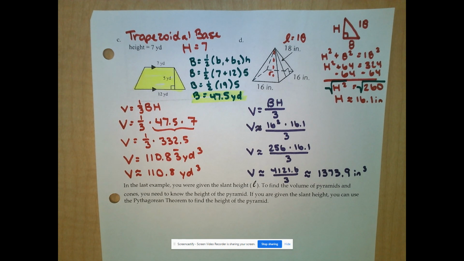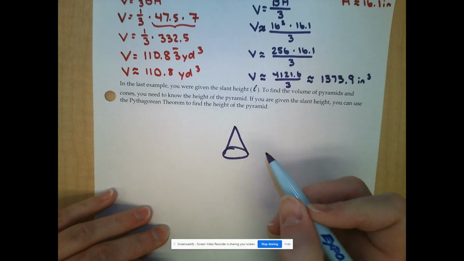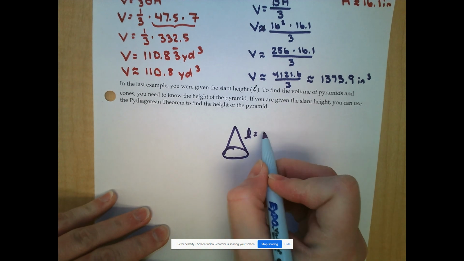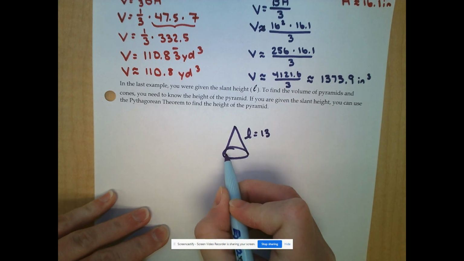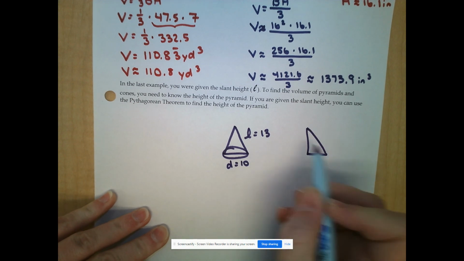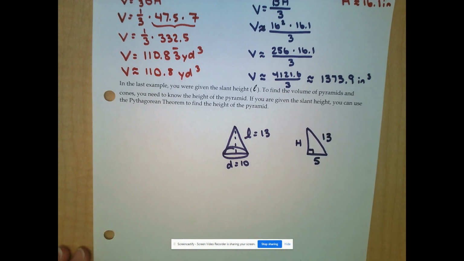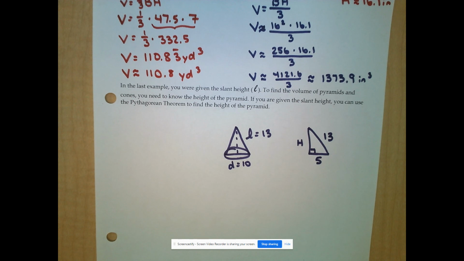In the last example, you were given the slant height to find the volume of a pyramid or cone. Remember, you always need the height. So even if this were a cone, for example, if you had a cone like this, you could be given the slant height over here on the side of the cone, which might be 13, and you might be given, say, the diameter is 10, and you would have to draw that triangle, right, where you need the height, you use a right angle, halfway across is 5, the slant height is 13, and then you could solve for the height of the cone, which happens to be 12, because that is a 5, 12, 13 Pythagorean triple.